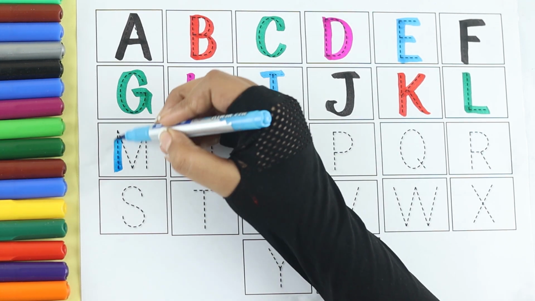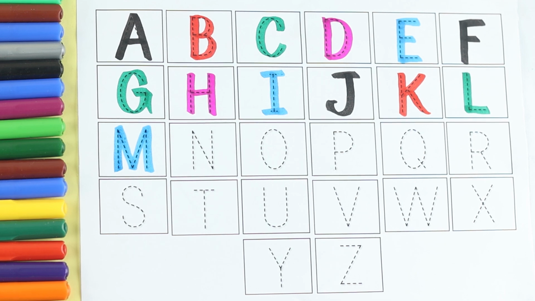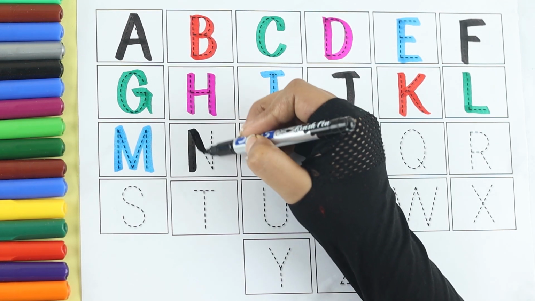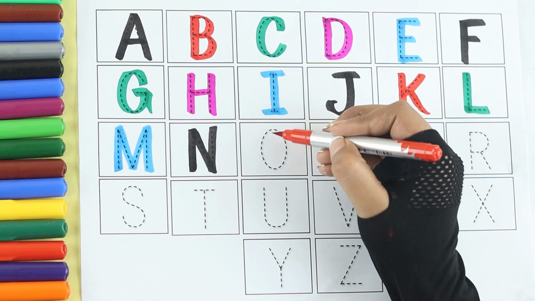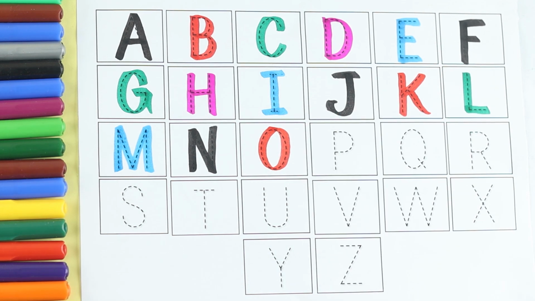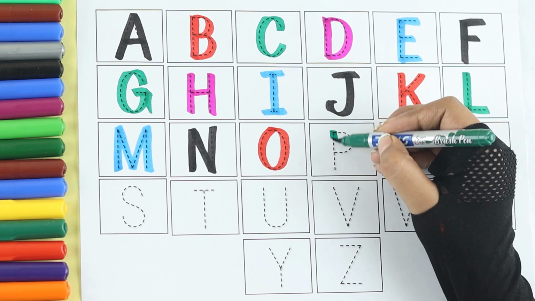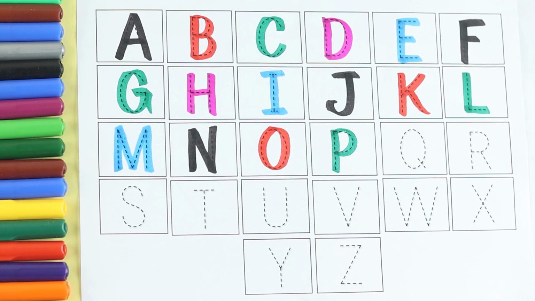Sky blue color. M for monkey. Black color. N for nest. Red color. O for orange. Green color. P for pen.